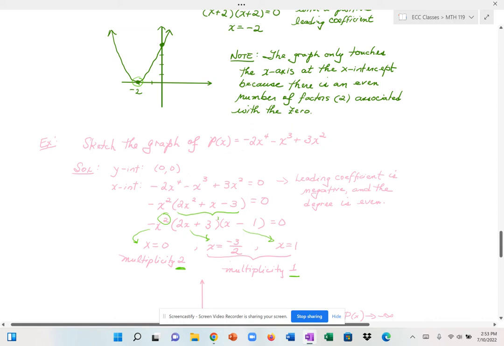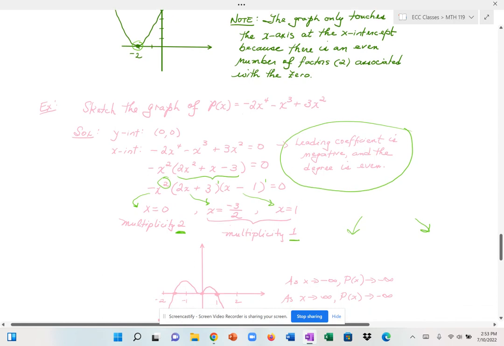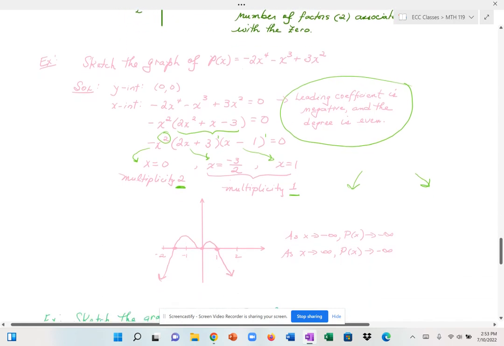This is to the first power and this is to the first power. That's what determines the multiplicity. So we know that the leading coefficient is negative and the degree is even, which means it's going to drop left and it's going to drop right. Okay, so now I can use what I know about the multiplicities and that information.